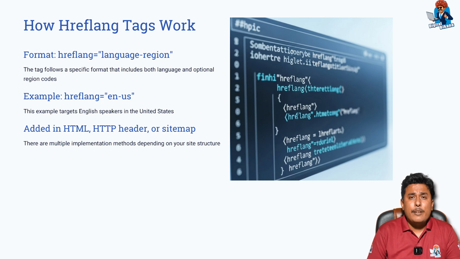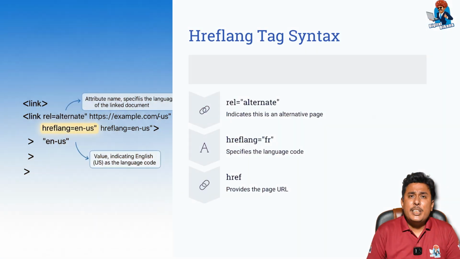Hreflang tags use a language code and an optional region code, such as EN for English or EN-US for English in the United States. These codes are placed in the page HTML, HTTP headers, or XML sitemaps. A basic Hreflang tag looks like this. This tells search engines that the page is an alternate French version of the content.